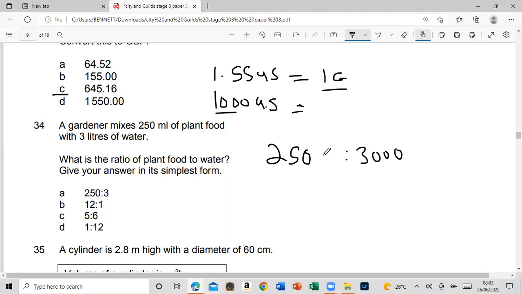All right, so that's 12. So it would be 1 to 12. Can I do it in my head? But let me divide 3,000 by 250, right? Or we can break them down to their lowest terms. So that'll be 1 to 12. Notice I have 12 to 1, right? But they didn't say it's plant food to water. So I put it in the same order. So yeah, be careful of that.